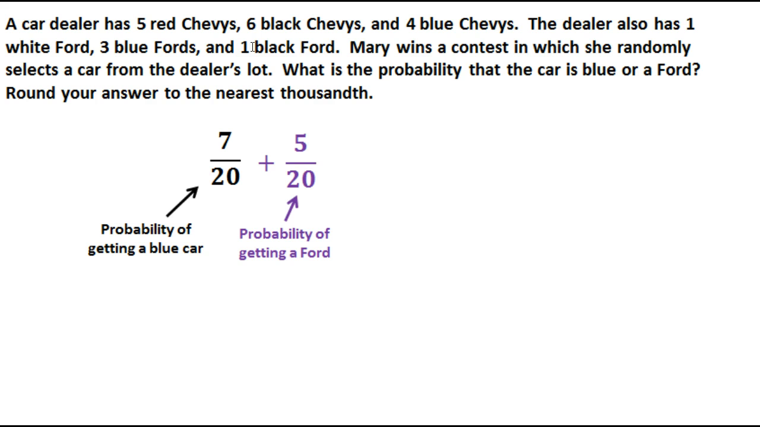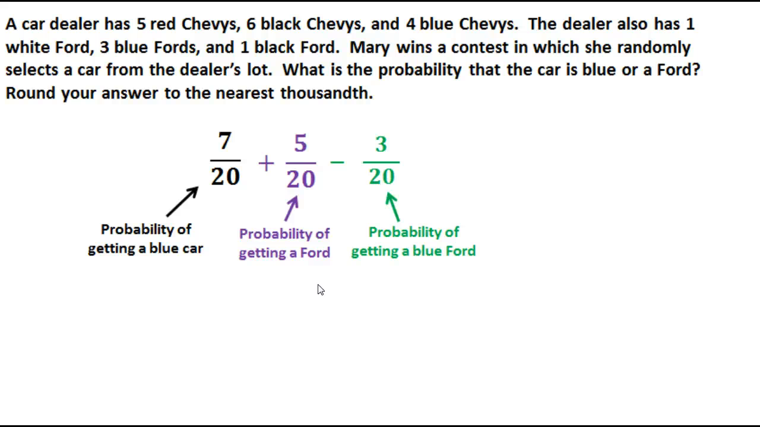The problem is if we just added these two up, we're going to have some duplicates, because we have some cars that are both Ford and blue. We've got 3 of them here, so we're going to have to subtract those out. So the probability that we get a blue Ford, those are our duplicates, because they're counted in both the blue cars and the Ford cars. So we're going to subtract those out now. The probability of getting that is 3 over 20.